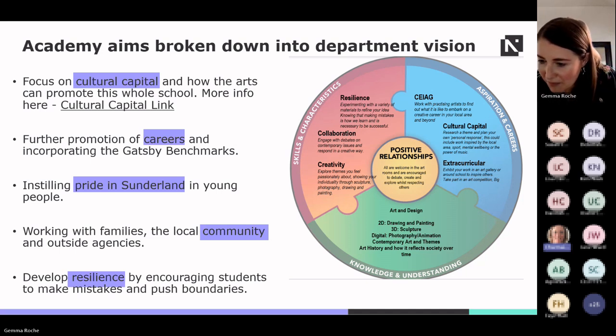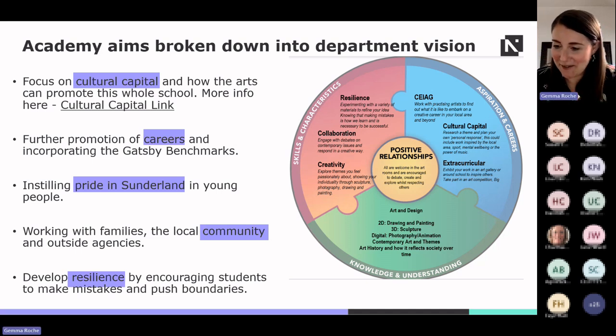Can you see the chat coming through, or would you like me to read it for you, Gemma? I can see it coming through. Yeah, I was just putting the question in the chat there. So what are your aims for the young people that you work with over the next year? Thank you.